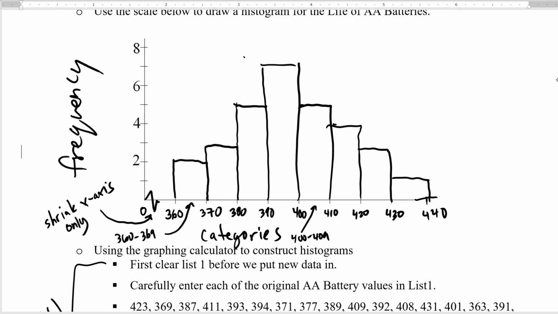No, it's not perfectly symmetric. How do I know? Well, this has 4 columns to the right of it and 3 to the left. So it's not perfectly symmetric, but we would call this roughly symmetric.